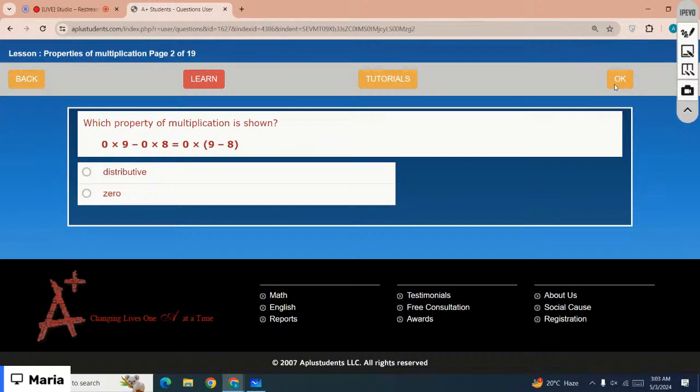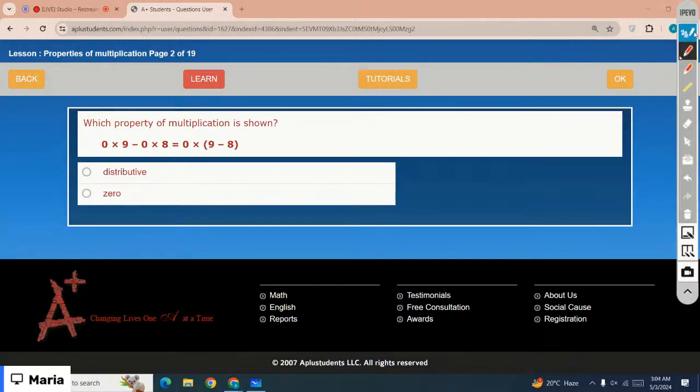Which property of multiplication is shown? Just look at this side. You have 9 take away 8 and multiply by 0. You have to do 0 times 9 and subtract 0 times 8. That is known as the distributive property. So distributive property it is.